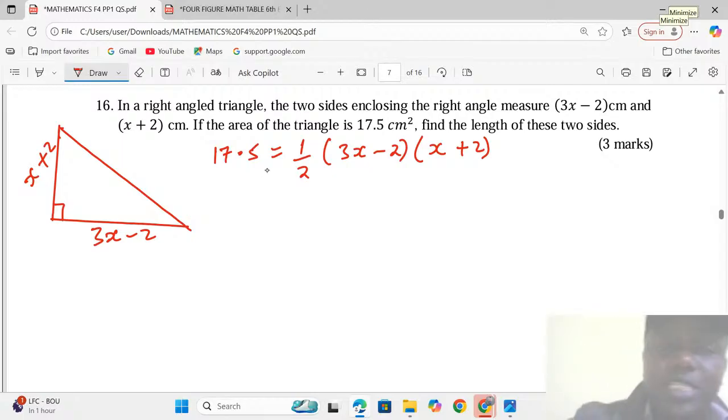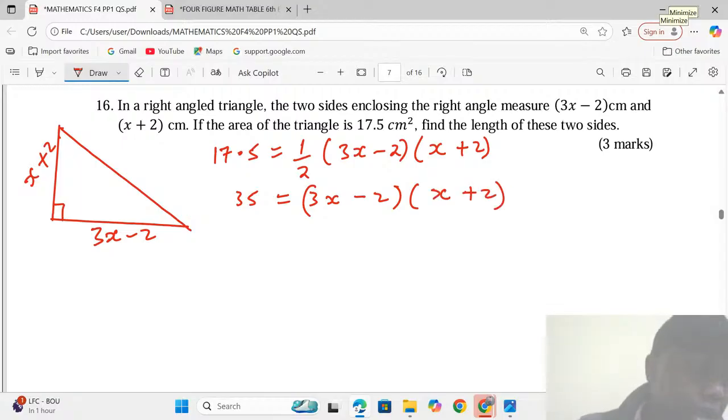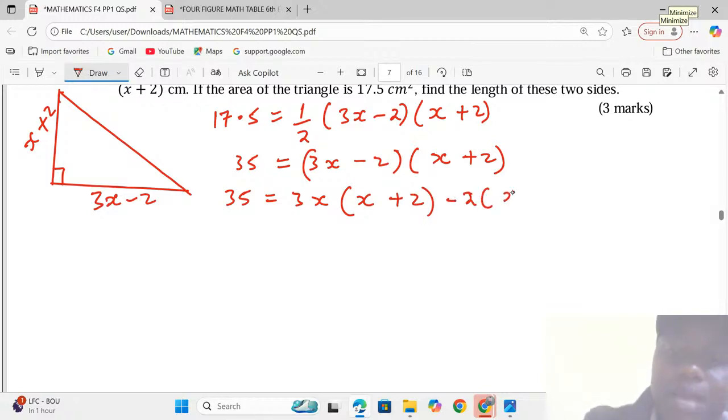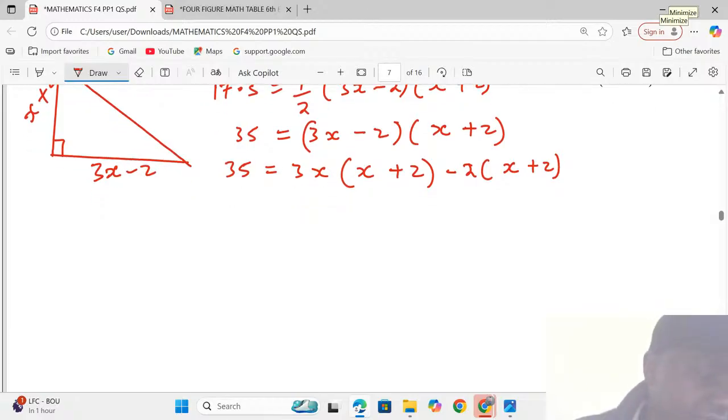So this is 35 equals 3x minus 2 times x plus 2. We can now expand the right hand side. We expand the right hand side by saying that 35 equals 3x multiplies everything in the second bracket, minus 2 again times everything in the second bracket. That way, I want to open the brackets.